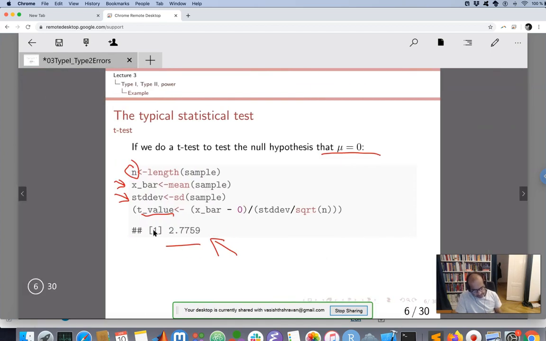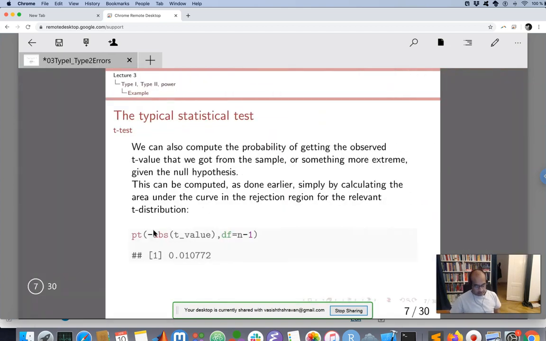Now let's play with this a little bit. Let's pretend that we don't actually know what the true mu is. We see a t-value of 2.77. We get excited, right? Now we are ready to publish our big paper in Science or Nature because we got a significant result. So all the action is now going to start. We are going to compute the probability of observing the t-value that we got or something more extreme, given the null hypothesis that we had set up. This can be computed very easily.